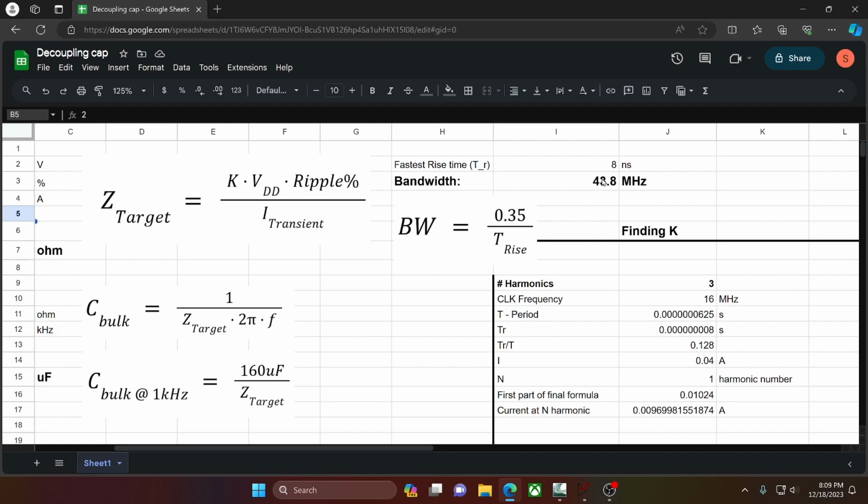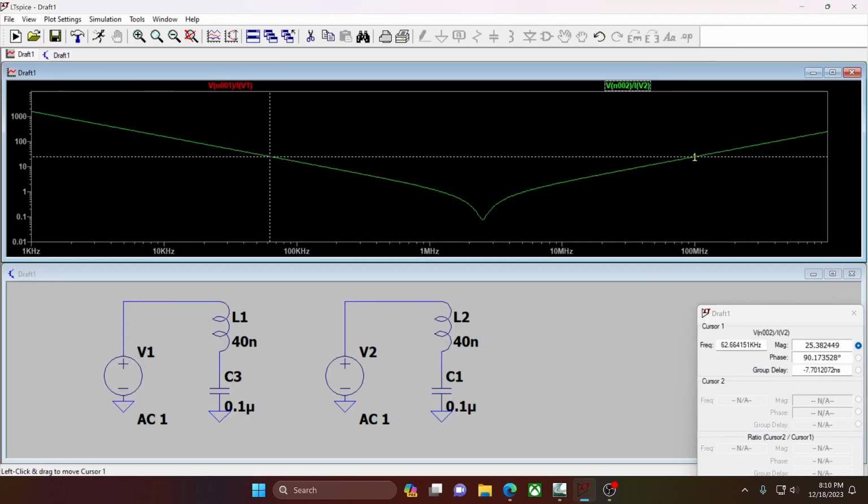Another thing I want you to notice, this is not 16 megahertz. This is way above. So your bandwidth is determined by the rise time, not by the clock frequency. So 40, round up 44 is what we're looking at for the high end. So, and we've got 100.